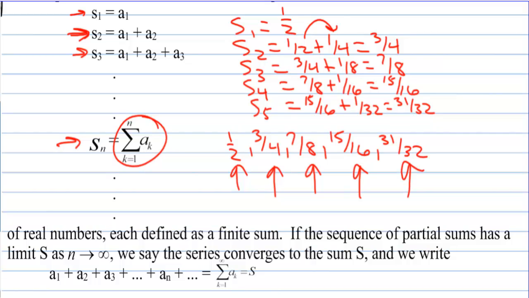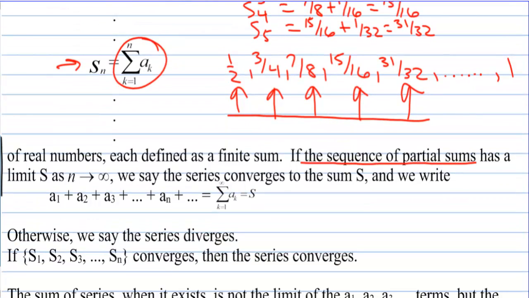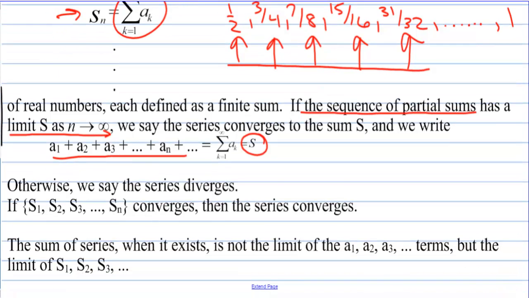Now the series is going to converge to whatever these are converging to, and these are actually converging to a value of 1. 31 over 32 is already very close to being 1. If the sequence of partial sums has a limit s as n approaches infinity, which it does in this case, it's going to 1, we say the series converges to the sum s, and we could write this. We could say that the series has a limit. It has a sum. Otherwise, we say the series diverges.